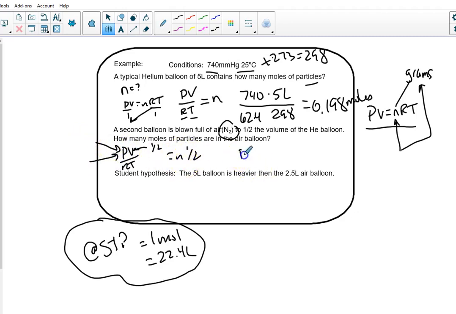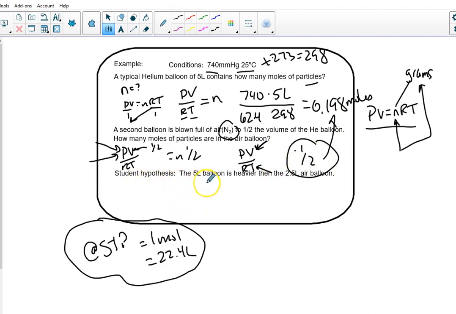Okay, so keep in mind, PV over RT. The top is linear, the bottom is reciprocal. So if I double my temperature for a given thing, I'd have half the particles. If I double my volume, I get double the particles. If I cut my volume in half, I get half. So the answer is 1/2 of the original number, which was that guy. You could put the numbers in, try it out, you'll see.